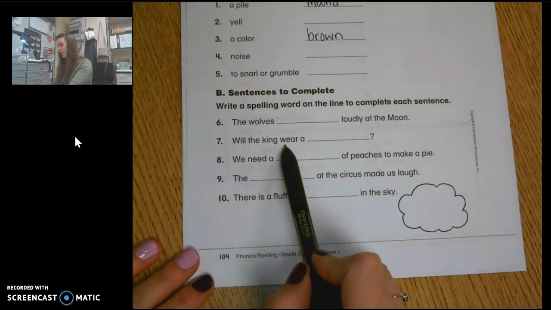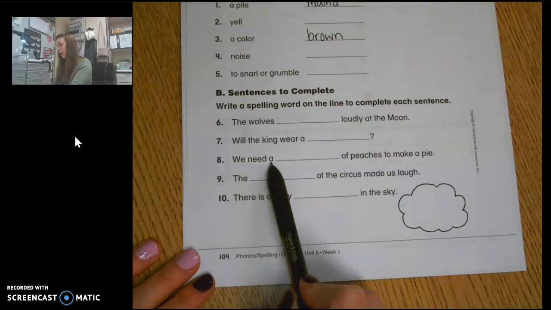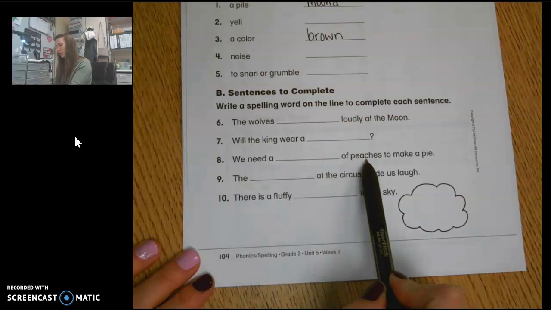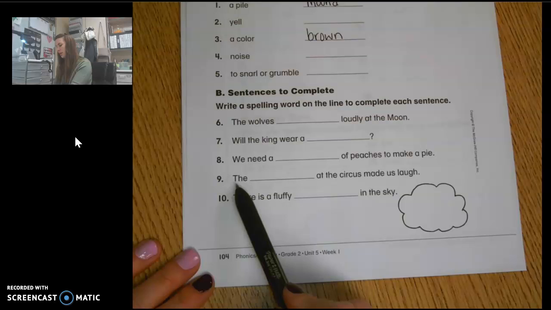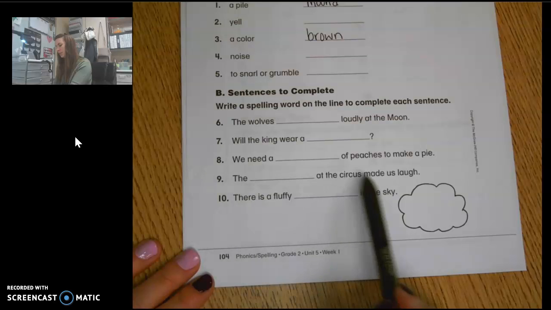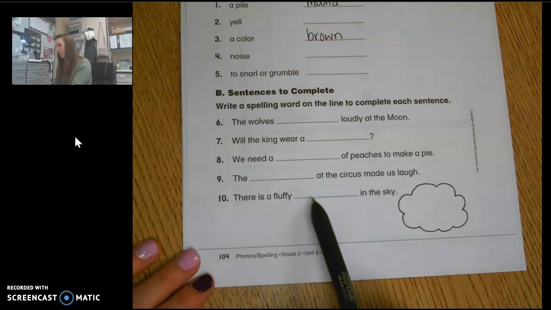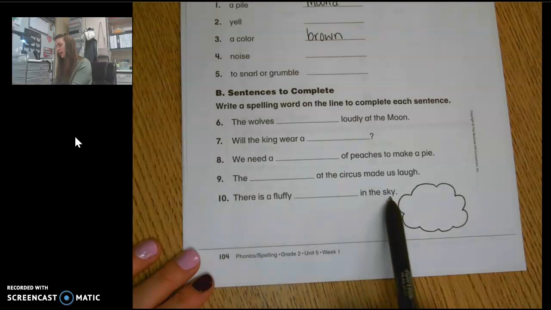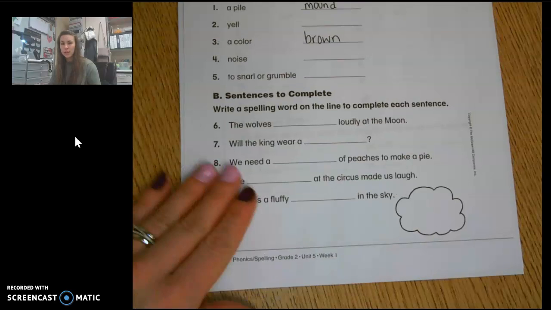Will the king wear a blank? We need a blank of peaches to make a pie. The blank at the circus made us laugh. There is a fluffy blank in the sky. So go ahead and fill in the words. If you are confused about any of the words, make sure you listen to the video again so you can hear those definitions.